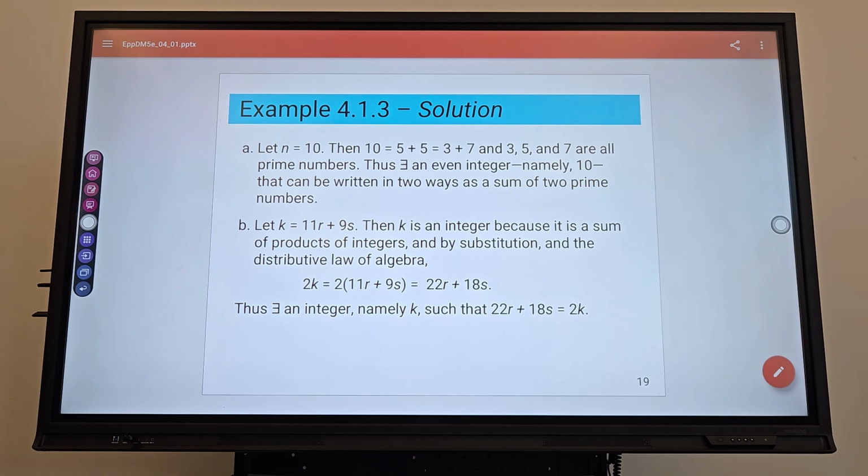Existential generalization. Let k equal 11r + 9s. Then k is an integer because it is a sum of products of integers. And by substitution and the distributive law of algebra, 2k equals 2 times (11r + 9s) equals 22r + 18s. Thus there exists an integer, namely k, such that 22r + 18s = 2k.